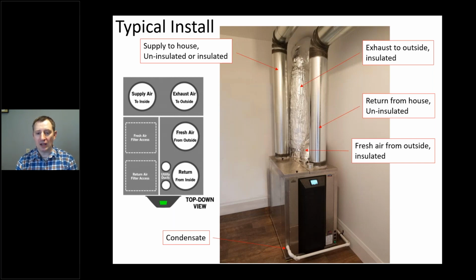The fresh air from outside is just in front of that. It's harder to see in this picture here, but that's also well insulated. We recommend at least an R8, but this will depend on your location. You may need less, you may need more than that, just to prevent any sweating, condensation, frost buildup on the outside of these ducts. And then the return air from the house, as long as all those ducts are within conditioned space, this can just be uninsulated coming back to the unit.